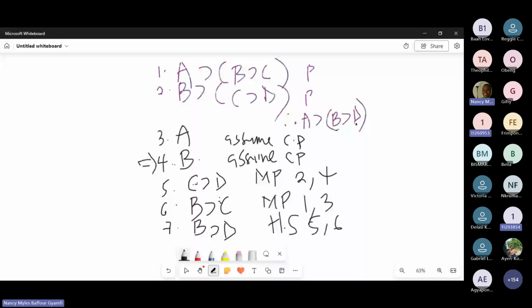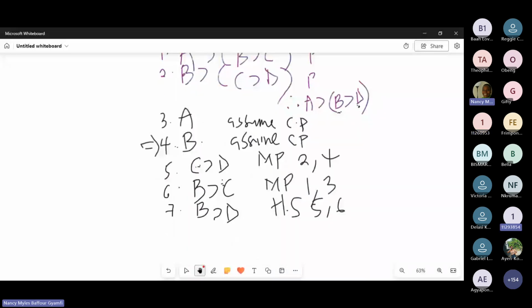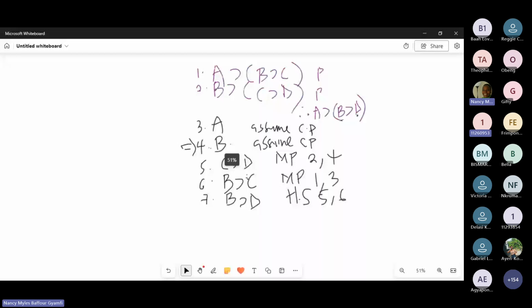I was telling you in class last time, I wanted to take time to explain. Originally, we were looking for B then D. That is not what we are looking for now, because we have assumed the B also.